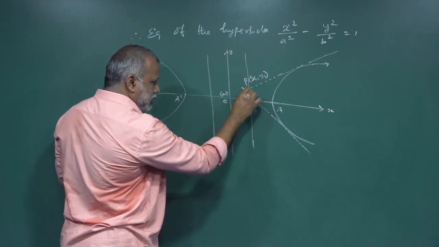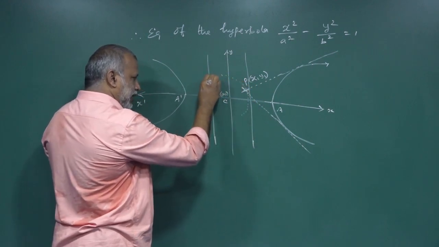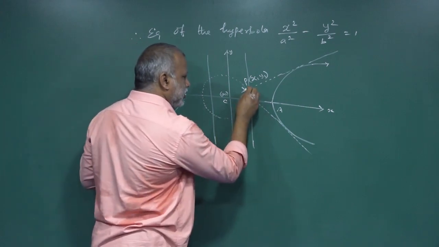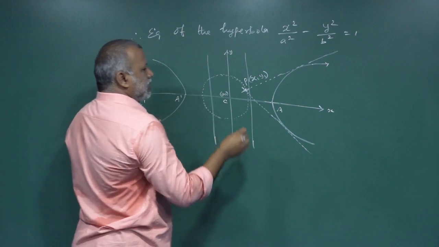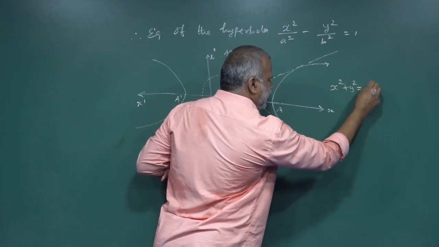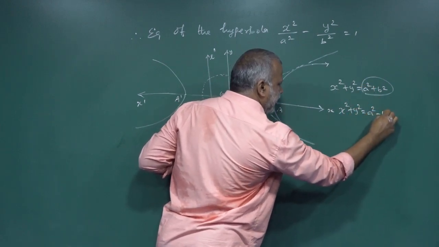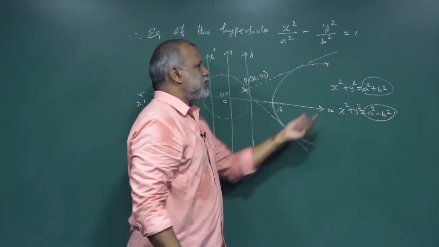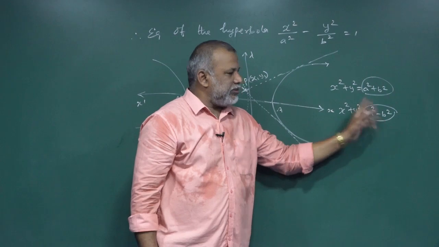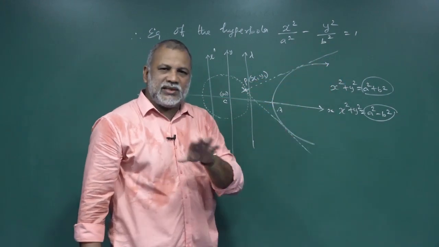Now, the locus of this point must be a circle whose equation is x squared plus y squared equal to a squared minus b squared. Listen, students, the same concept we already worked out for an ellipse: x squared plus y squared equal to a squared plus b squared. This is a constant. Here also, x squared plus y squared equal to a squared minus b squared is a constant. The general equation is x squared plus y squared equal to r squared. Here it is a squared plus b squared, there a squared minus b squared. That is the only difference. But it is in the form x squared plus y squared equal to a constant, that is r squared, so it represents the equation of a circle.